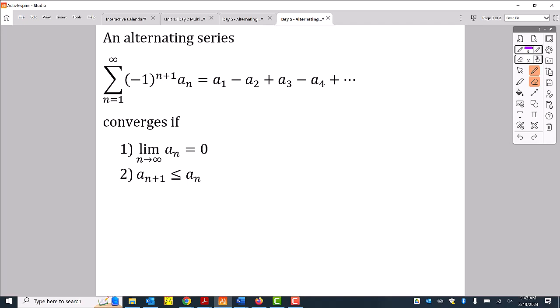So the alternating series test is only used to check for conditional convergence. And it says if the limit is equal to 0 and the terms are decreasing in magnitude, so the current term is bigger than the next term, then it's going to be conditionally convergent.